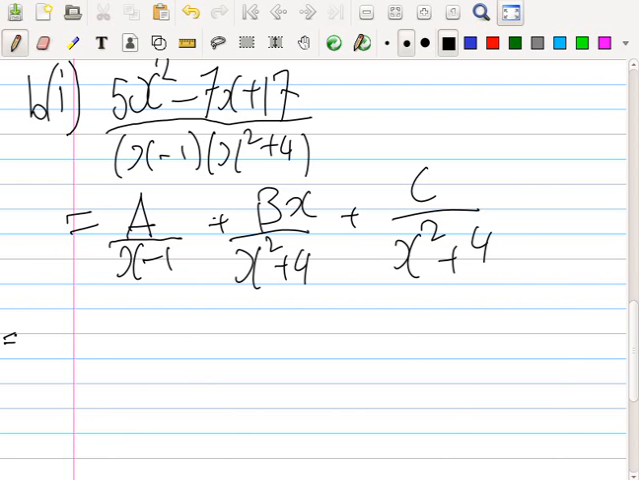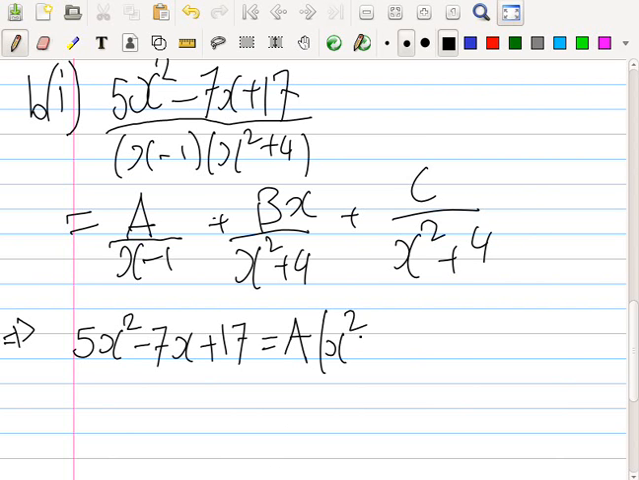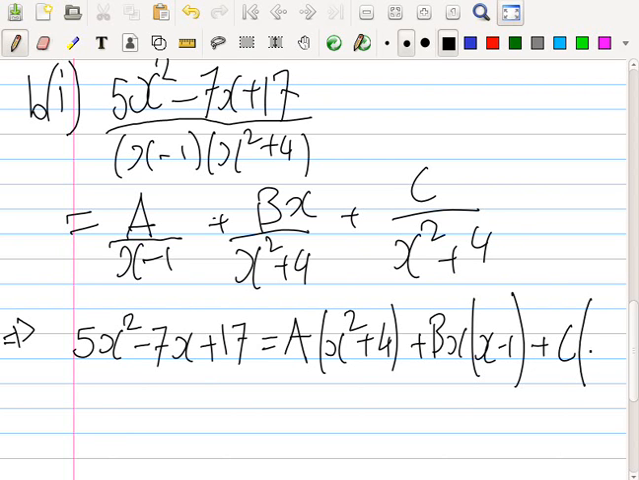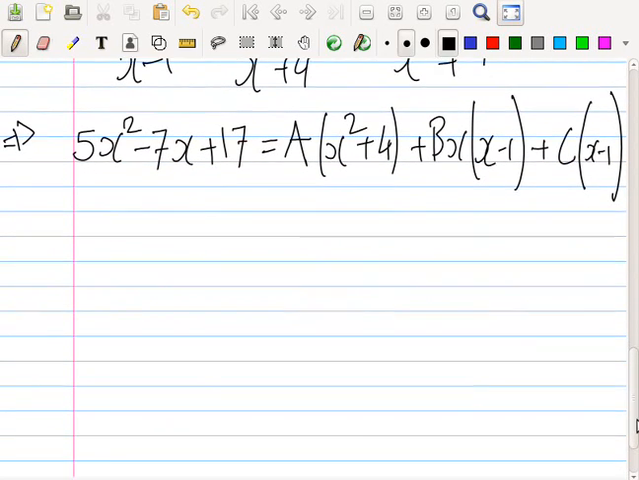So, therefore, 5x squared minus 7x plus 17 equals, so when you multiply through, Sir, are you sure that's Bx? Yes. a(x squared plus 4) plus (bx plus c)(x minus 1). Okay, that's them all there.